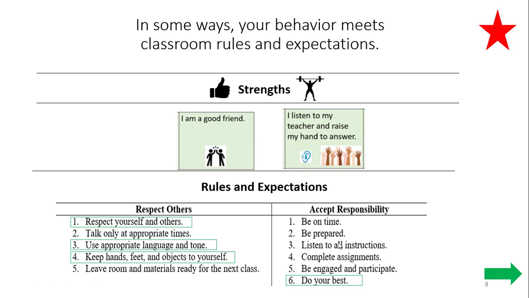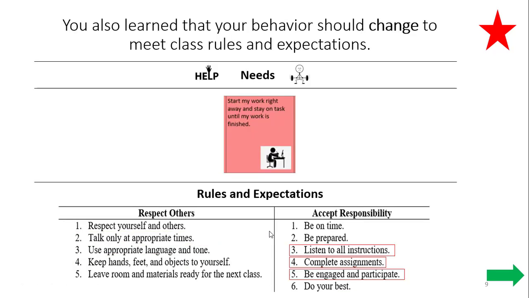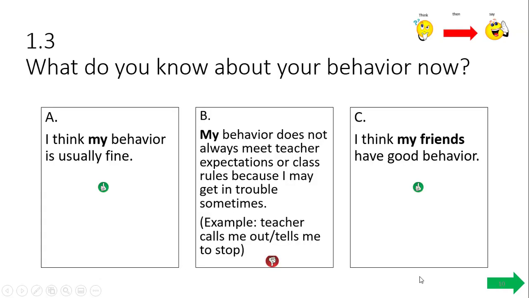So in some ways, your behavior expectations meet classroom rules. Those strengths are ways that you're doing really well in the classroom. So you're respectful, using appropriate language, keeping your hands, feet, and objects to yourself, and doing your best. So great job using your strengths to meet the classroom rules and expectations. However, you also learned that your behavior should change to meet the classroom rules and expectations. So when you say that you need to start working right away on your tasks until the task is complete, because that's the symbol that we're looking at, it's going to help you to meet the classroom rules and expectations of listening to instructions, completing assignments, and being engaged in participating.